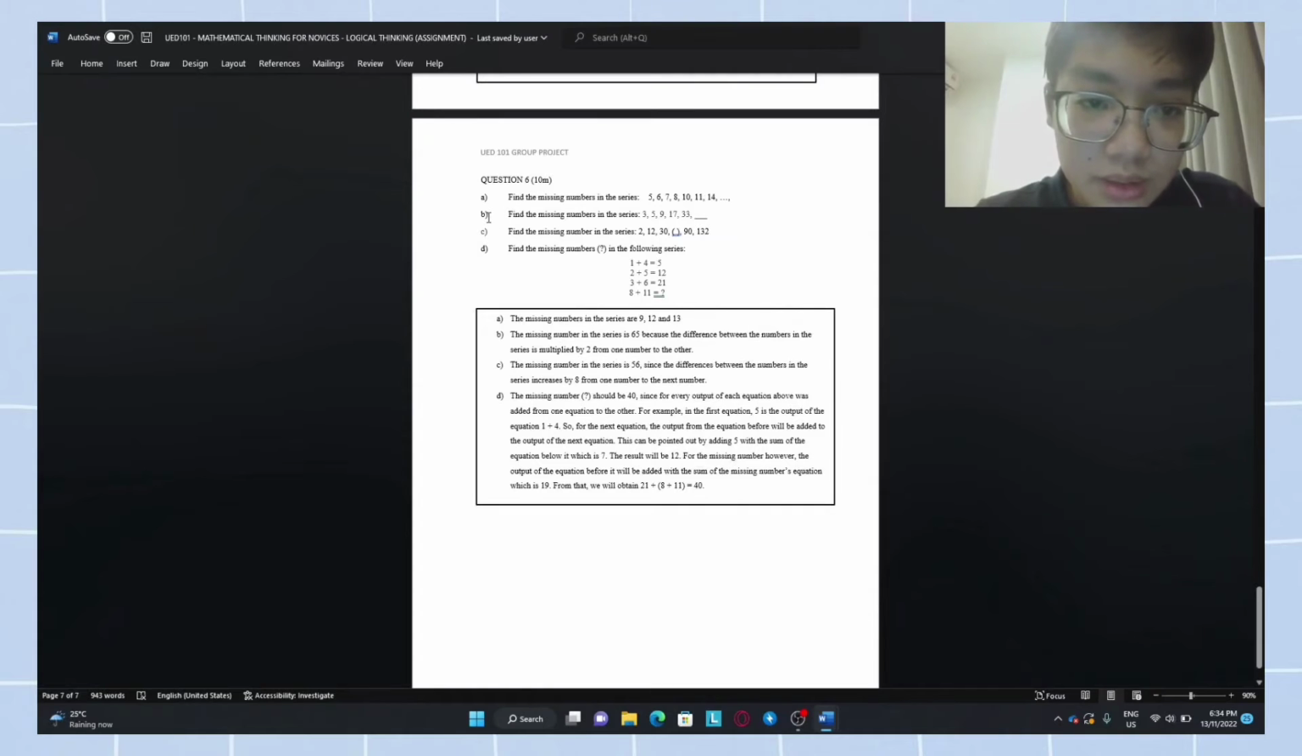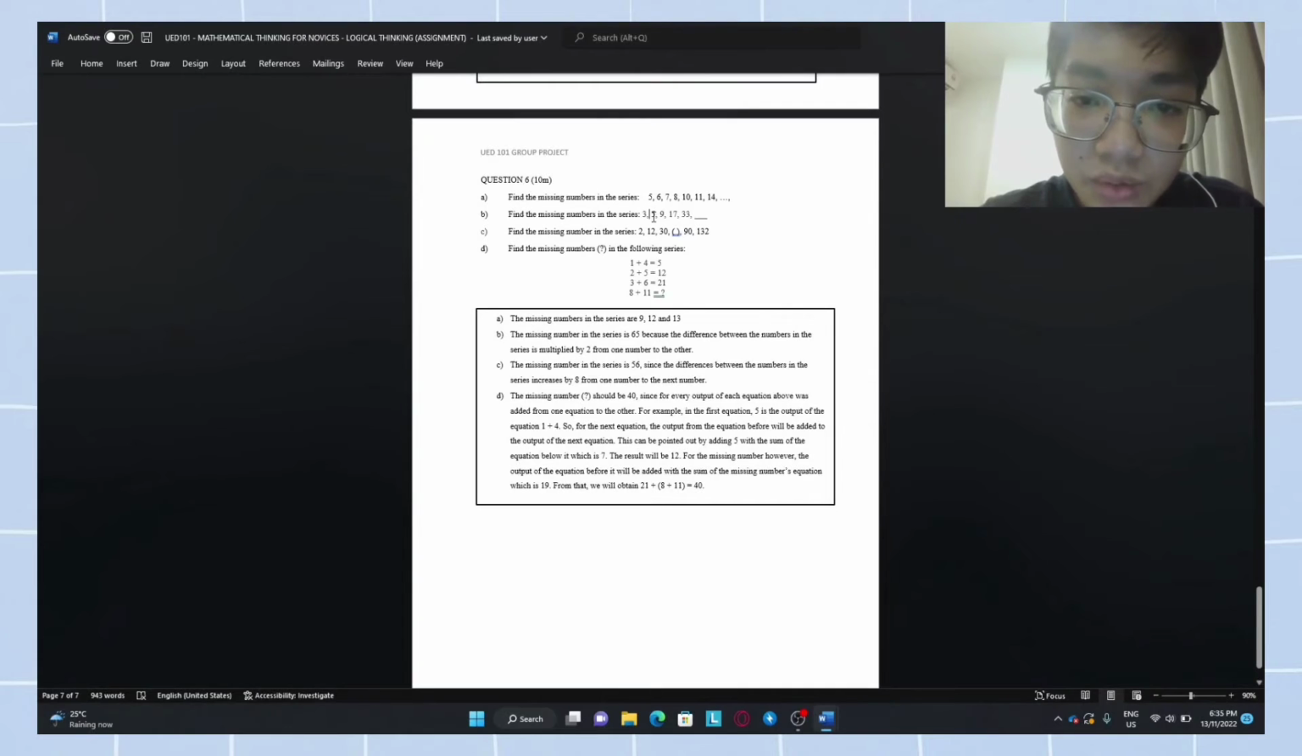And for the second question, B. Find the missing number in the series 3, 5, 9, 17, 33. In this series, the difference between each number is multiplied by 2, which we can see here. The difference between the numbers 3 and 5 is 2. The difference between the numbers 5 and 9 is 4. So we can see that the differences between numbers are multiplied by 2.